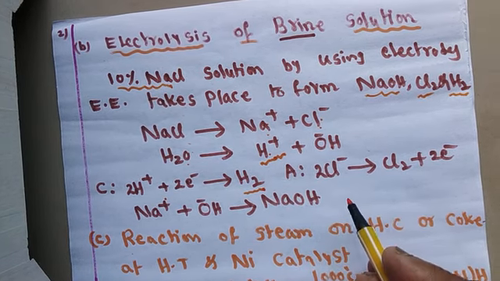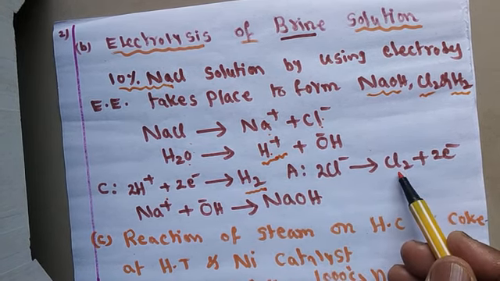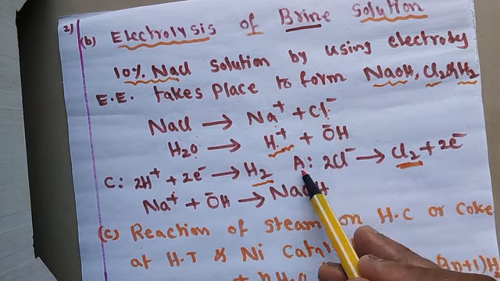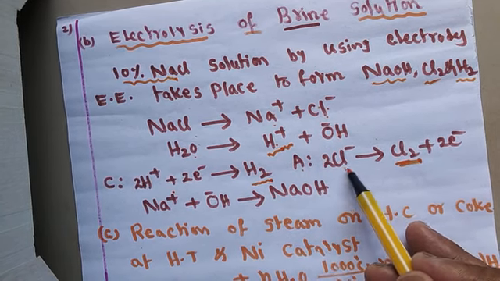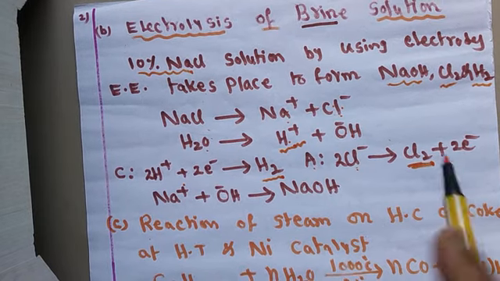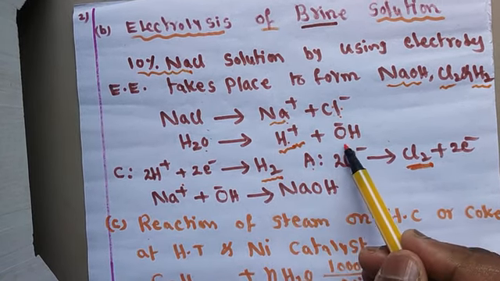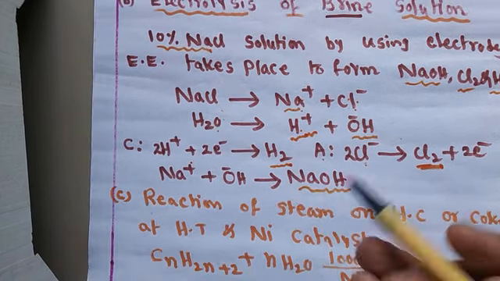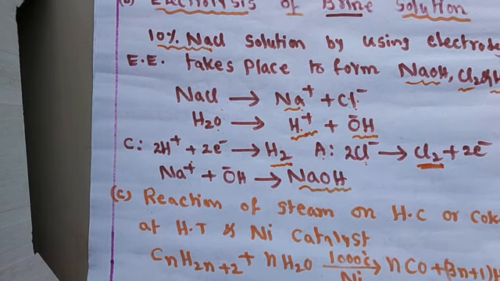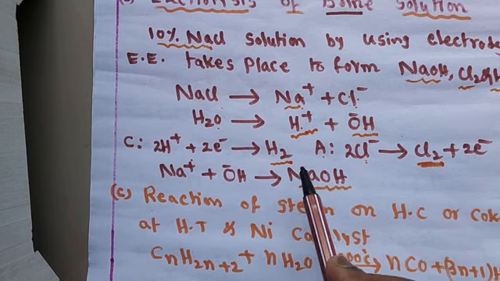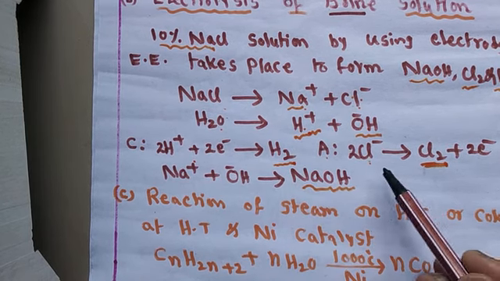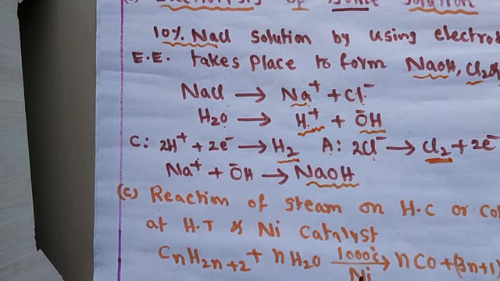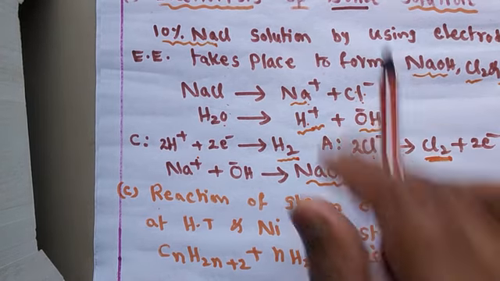Another by-product, children, is chlorine. Cl minus undergoes oxidation and chlorine gas is liberated. The chloride and OH minus ions reach the anode, but here chloride ion undergoes oxidation, liberating chlorine gas. But what about the remaining ions? Sodium ion is present and OH minus ion is present. These two ions combine to form one more product, sodium hydroxide. Is it clear? So what are the products formed here? At the cathode hydrogen gas, at the anode chlorine gas, and at the cathode one more product, sodium hydroxide, is formed. So these three products are obtained by the electrolysis of brine solution.